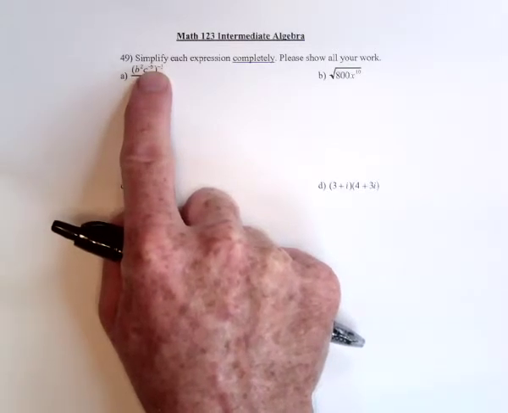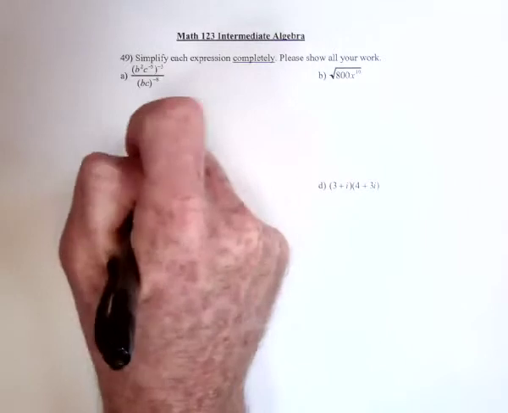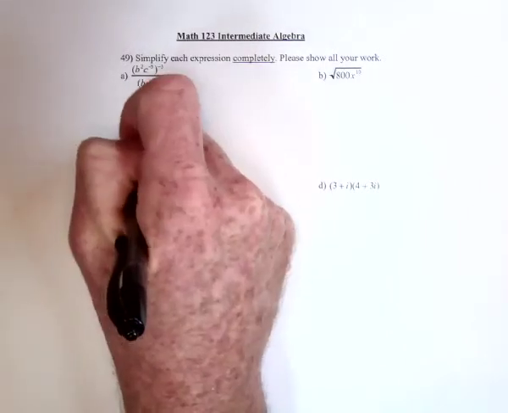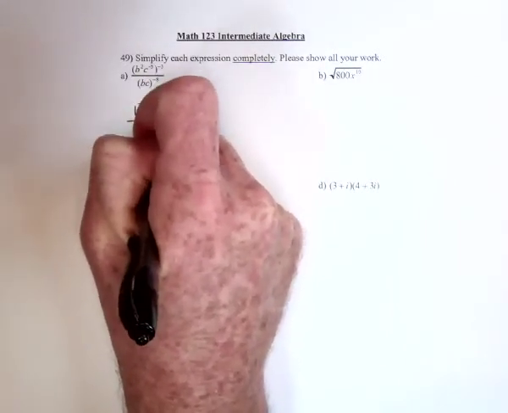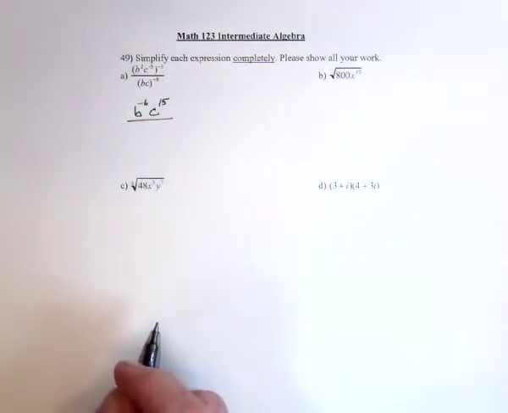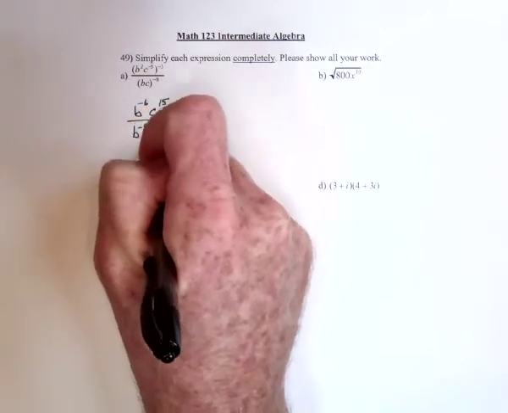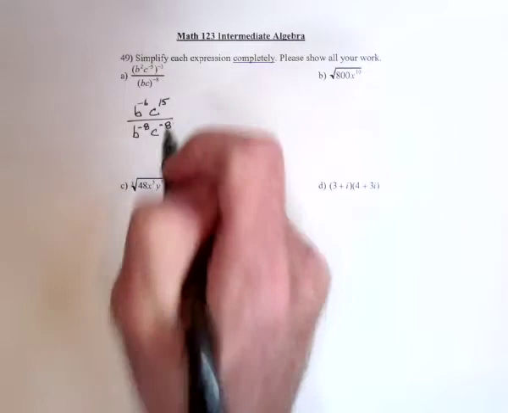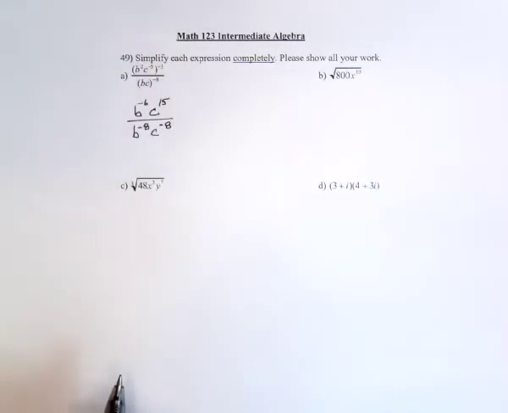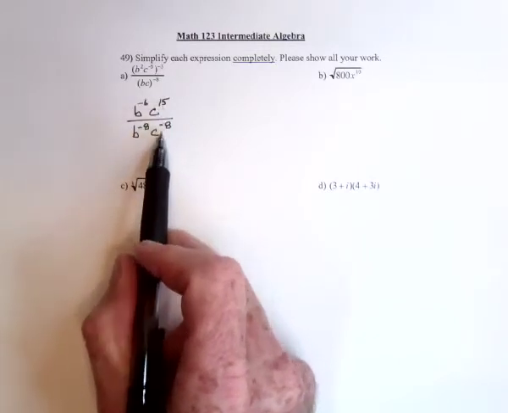So this C part is going to be to a positive 15, and this B part is going to be to a negative 6. So B to a negative 6, C to a 15. On the bottom part, they're both to a negative 8. Now what you can do is use the rule of exponents that says when you're dividing and the bases are the same, you take the top one minus the bottom one.